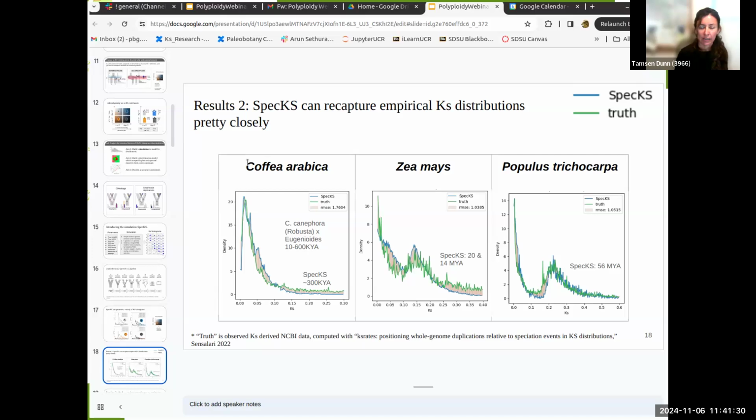And then I wanted to see how these plots fit empirical KS distributions. So I took 3 well-characterized species, coffee, corn, and populus, with a range of whole genome duplication time. So coffee, which is a fairly young polyploid, corn older, and populus, much older, around 65 million years ago, just to see if this model fits the expectations. And so we can see that, yeah, it does. And the curves actually fit pretty well with what we predicted.